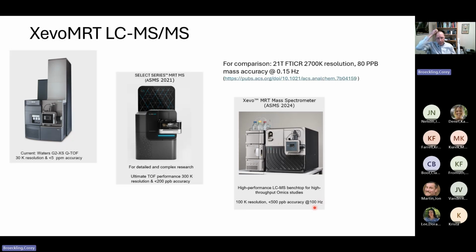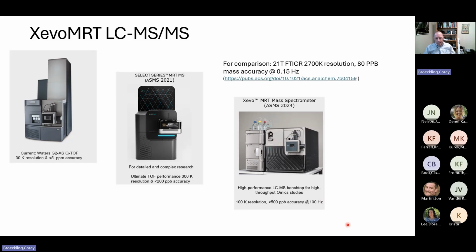And just for a point of comparison, because I know there's some analytical junkies in the audience, the 21 Tesla FTICR system, one of the highest resolving instruments in the world, can obtain almost 3 million resolution, which is quite a bit higher than what we're getting, of course. Parts per billion, 80 parts per billion mass accuracy. The trade-off there is that oftentimes your scan times are in the order of 6 seconds. And so if you're doing metabolite studies where you actually need to use LC for separation or GC, it's not easily coupled to a chromatographic dimension. And obviously this is a multi-million-dollar instrument, and the rest of these are not.